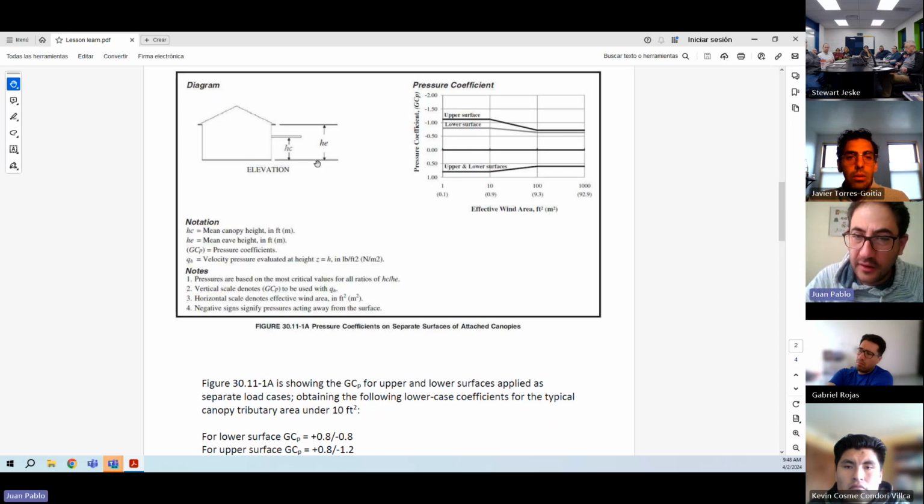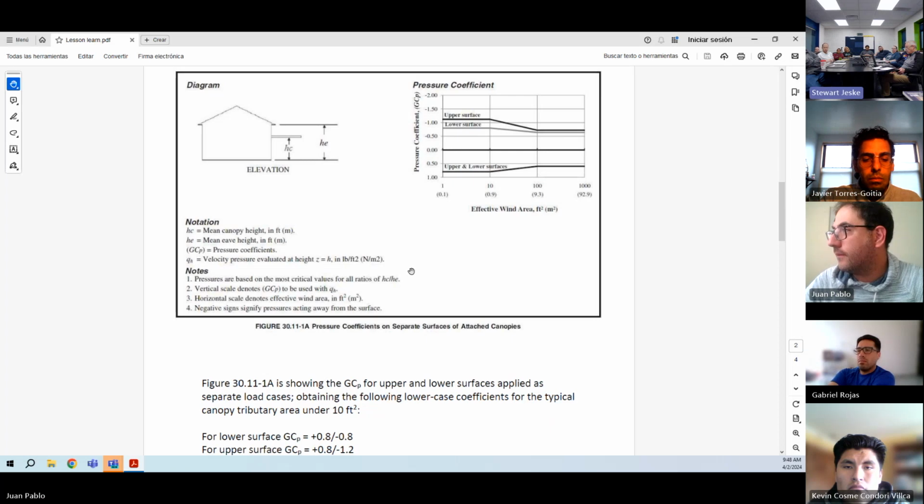Is that our instinct? Well, I would think that if you had positive wind on that face of the wall, that would create a positive pressure on the underside of the canopy, and then a negative suction on the upper side of the canopy. Is that not correct?